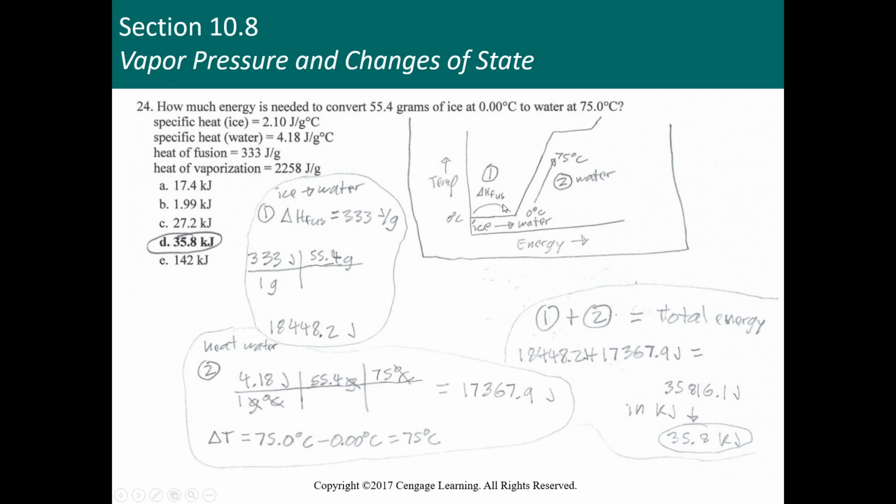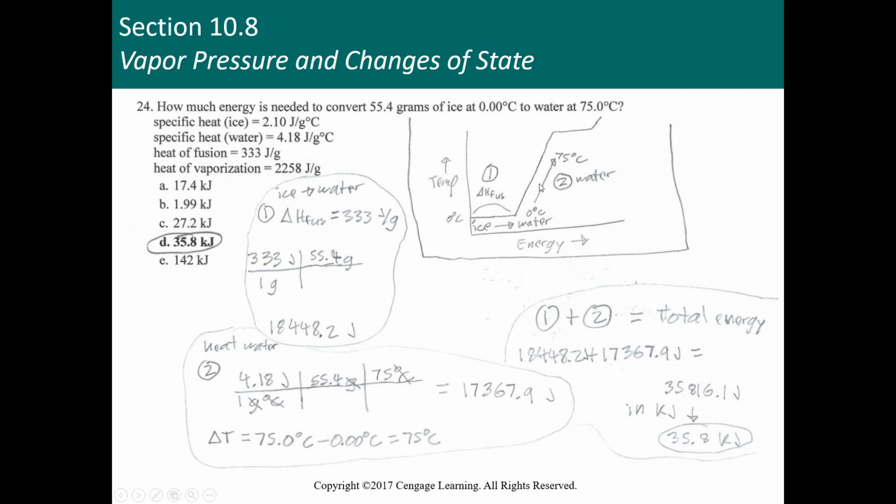The first step I need to do is convert my ice at 0 degrees to water, period, at 0 degrees. I'm just changing phases, ice to water. I can't increase my temperature because all my energy is going to get used up in changing phase. And so the second step of this problem is going to be taking the liquid water and going from 0 degrees Celsius to 75 degrees Celsius, which is what I'm getting right here.